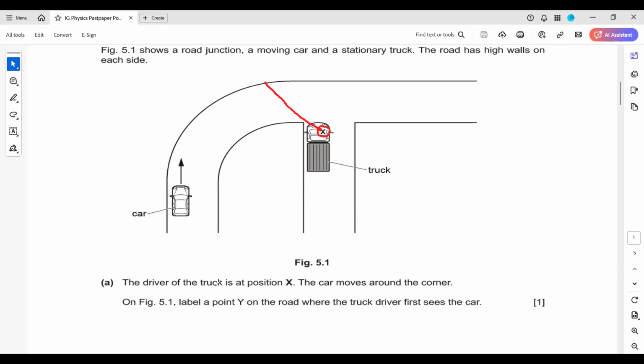We have to label the driver of the truck at position X. The car moves on the corner. Label a Y where the truck driver first sees the car. So he can see the car here at this place, anywhere you can draw, because this will be blocked. Light cannot pass through the wall.